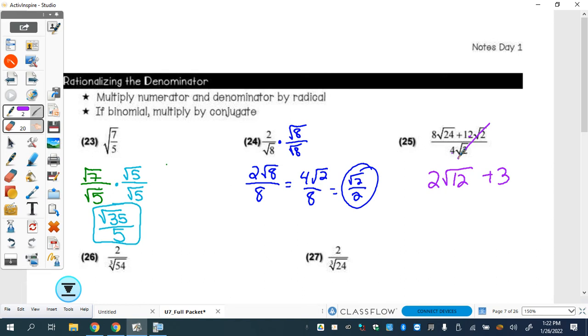Perfect square again that comes out of 12 is 4. Square root of 4 is a 2 times the 2 that was already there, makes it a 4 out in front. And again, the radical comes last. So yes, it has to be 3 plus 4 radical 3.